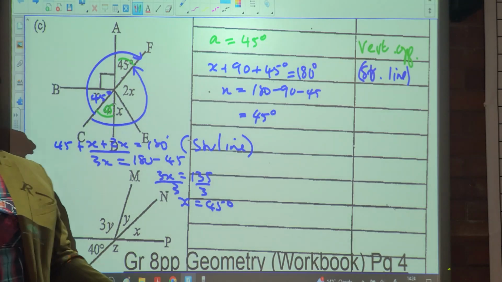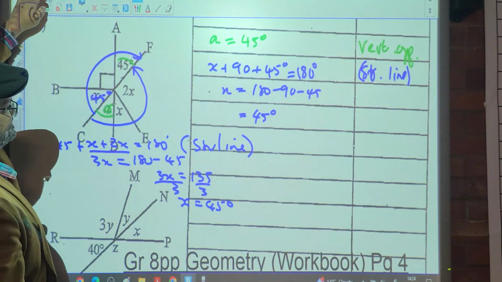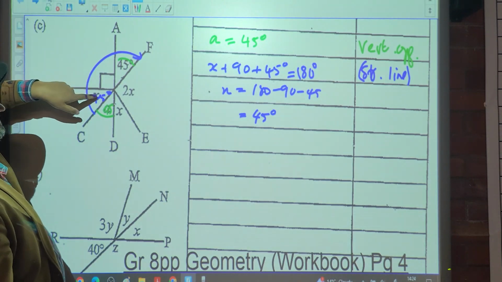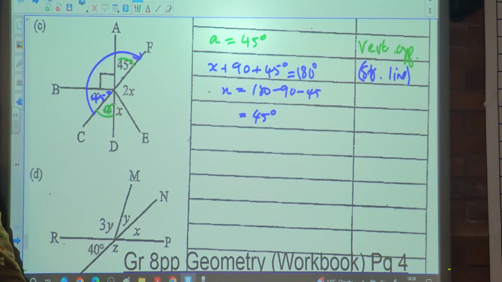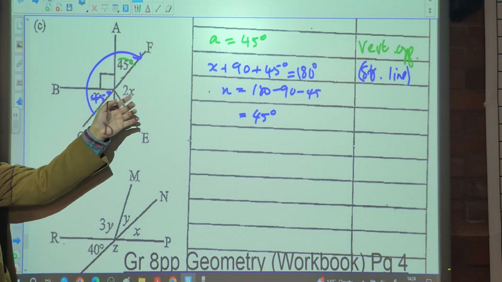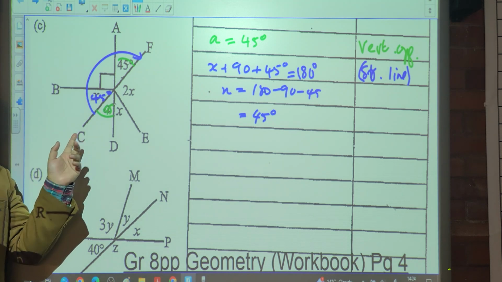Do you guys understand? Again, if I calculate x here, then do I have to calculate x here? No. Why not? Because the x's are the same. They're all the same. Not so? In that sum. Okay.